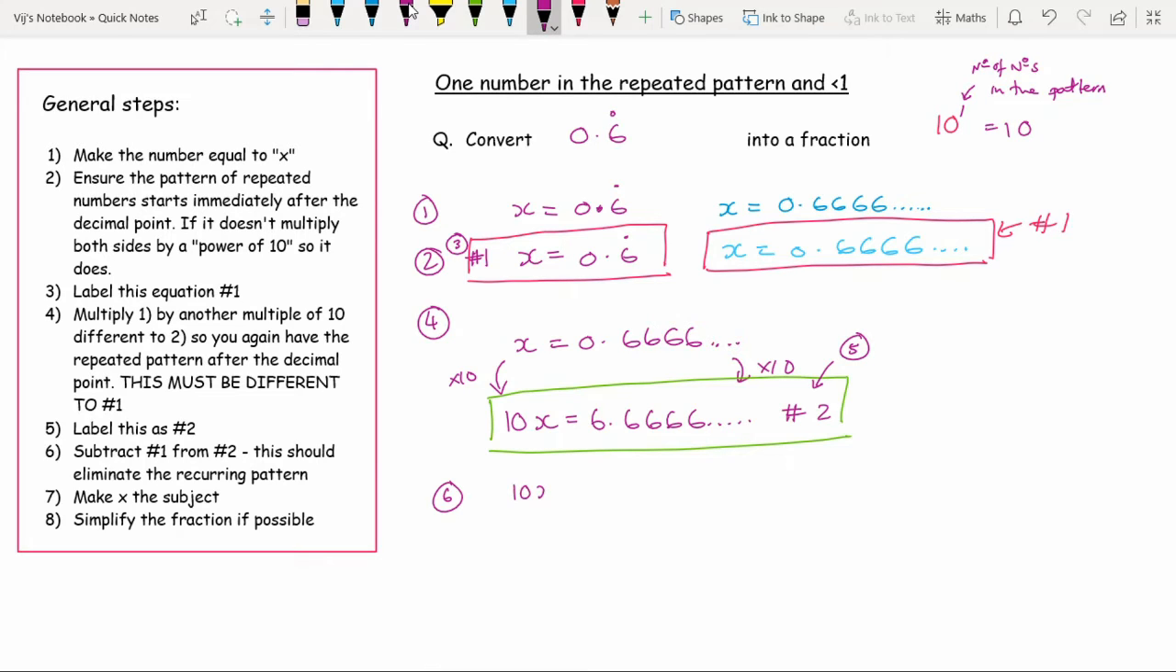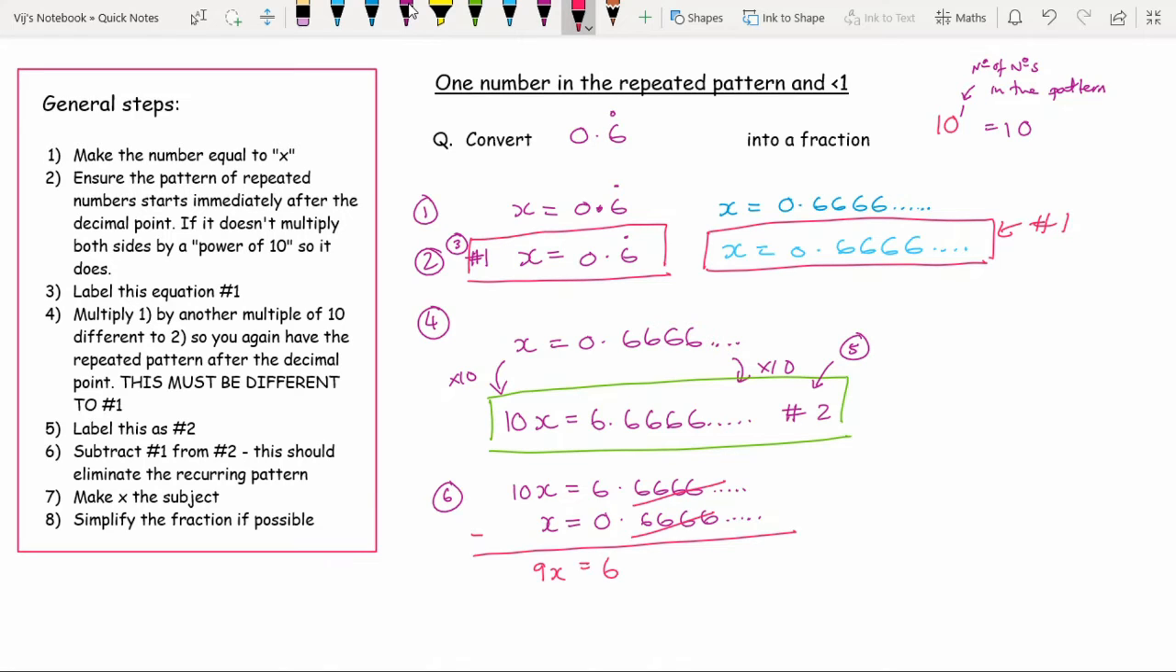So we've got 10x equals 6.6666 recurring, and hashtag 1, which is x equals 0.6666, and we're going to subtract the 2. Now if I subtract these, the left hand side gives me 9x. And if I subtract 6.66666 recurring by 0.66666 recurring, all I'm left with is 6. So by subtracting these two, we've eliminated those recurring numbers, the decimal part after, and what we've now got is some nice whole numbers.